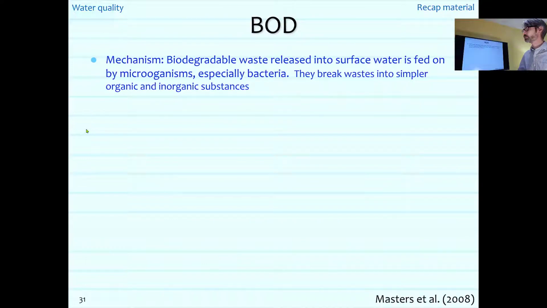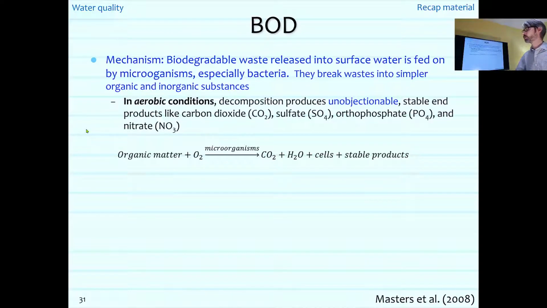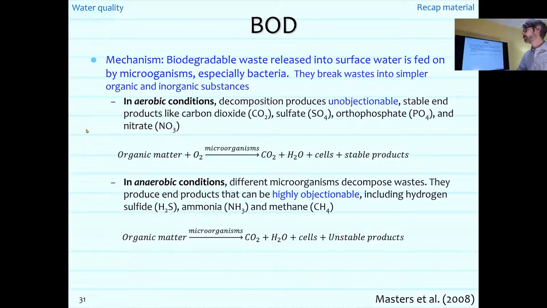The mechanism is that biodegradable waste is released into surface water and is then fed on by microorganisms, especially bacteria. They break wastes into simpler organic and inorganic substances. In aerobic conditions, this isn't really a big problem. The decomposition produces typically unobjectionable, stable end products like CO2, sulfate, orthophosphate, and nitrate. So, not perfect, but not a big deal.